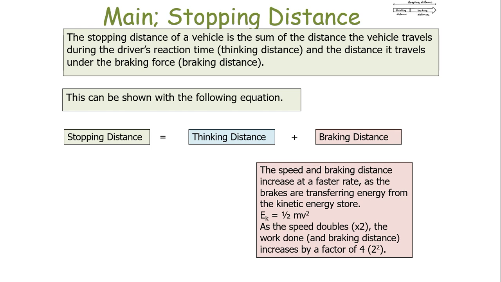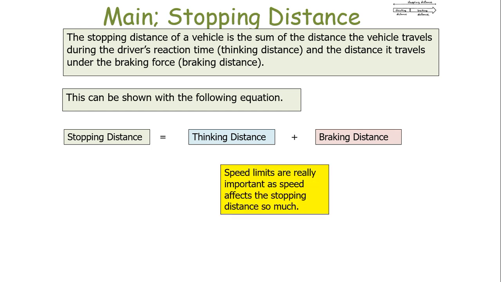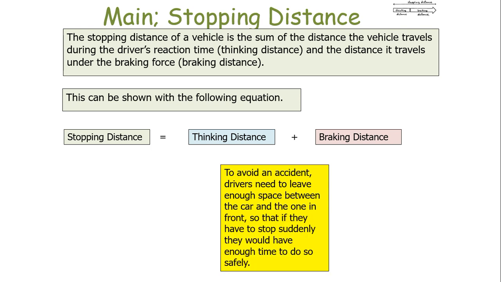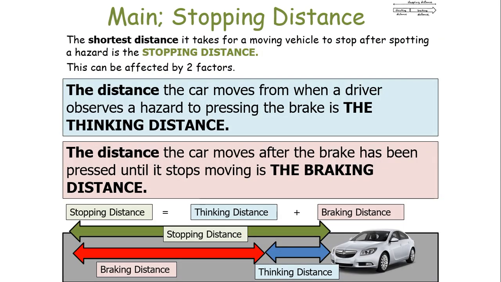So as the speed doubles, the work done and braking distance increase by a factor of 4, 2 squared. As the speed triples, the work done and the braking distance increase by a factor of 9, 3 squared. So it always increases by a square of the factor that it's increasing by. Now the speed limits are really important as the speed affects the stopping distance so much, and to avoid an accident, drivers need to leave enough space between the car and the one in front so that if they have to stop suddenly, they'll have enough time to do so safely.